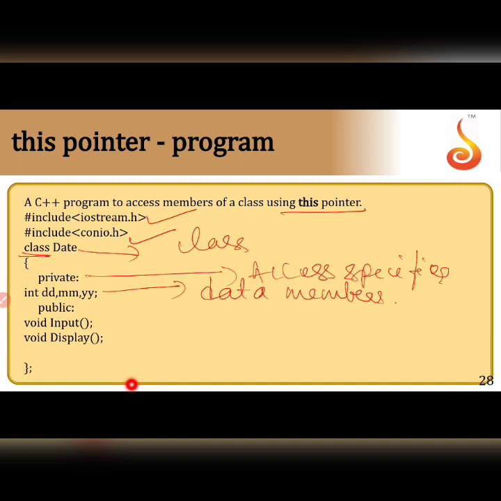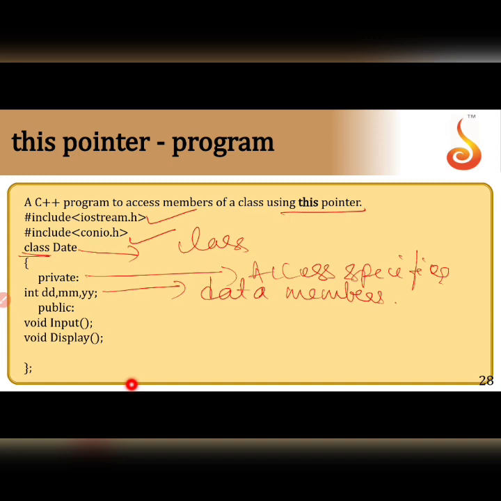The program is going to ask the user to enter today's date, and you are going to print it, and you are going to make use of the concept of this pointer. So what is this pointer? This pointer points to the current object. And each object in a class maintains a hidden pointer to itself called this pointer.